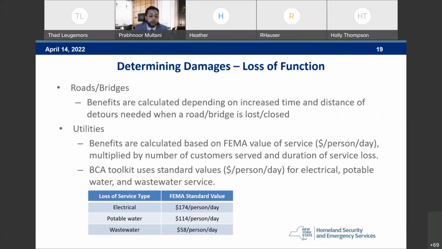Roads/bridges. For those, benefits can be calculated depending on increased time and distance of detours when the road/bridge is either closed or lost completely. For utilities, benefits can be calculated based on the FEMA value of service. That's the dollar value per person per day multiplied by the total number of customers served and duration of service loss. The BCA toolkit uses standard values for electrical, potable water, and wastewater service. Next slide, please.